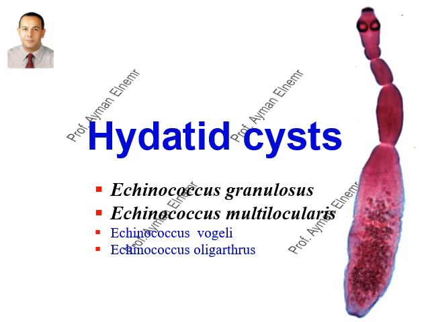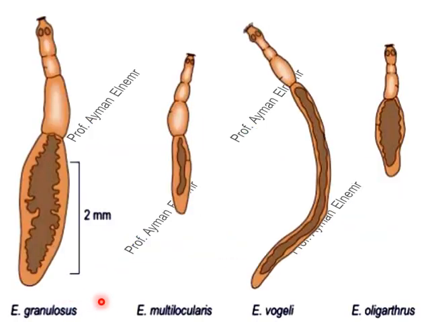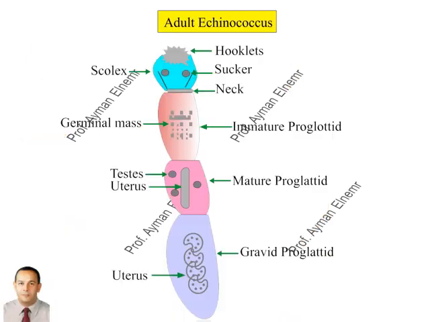Hydatid cysts or echinococcal cysts are caused by flatworms or cestodes, mainly Echinococcus granulosus. Others are Echinococcus multilocularis, Echinococcus vogeli, and Echinococcus oligarthrus. These are the flatworms or the cestodes. The left one, which is Echinococcus granulosus, is about 5 millimeters in length.